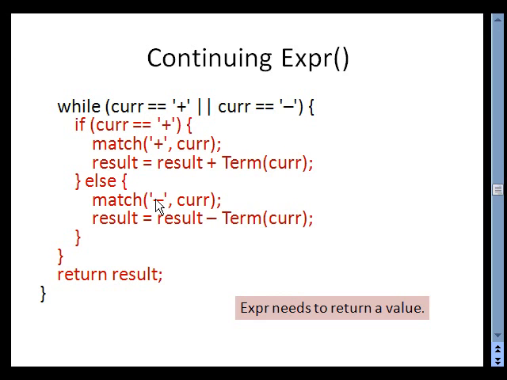And similarly, if it's a minus, we'll match the minus. We'll call term, and then we'll subtract that value that term gives us back from the value in result and reassign that new value to result. And finally, once this loop is all finished and we've reached the end of the expression, we'll return the value that's in the variable result.